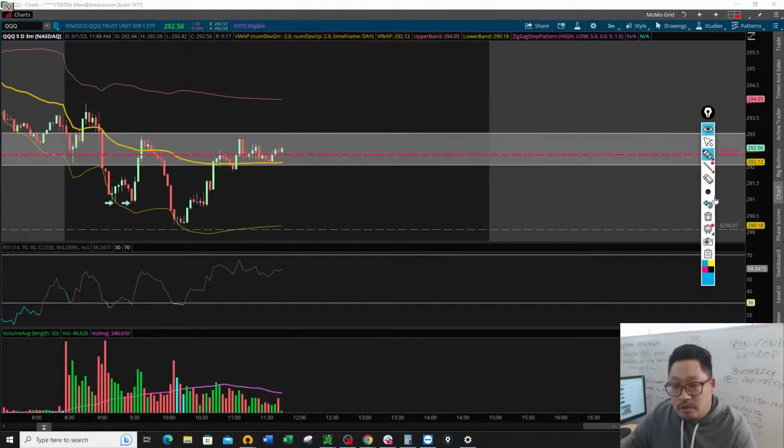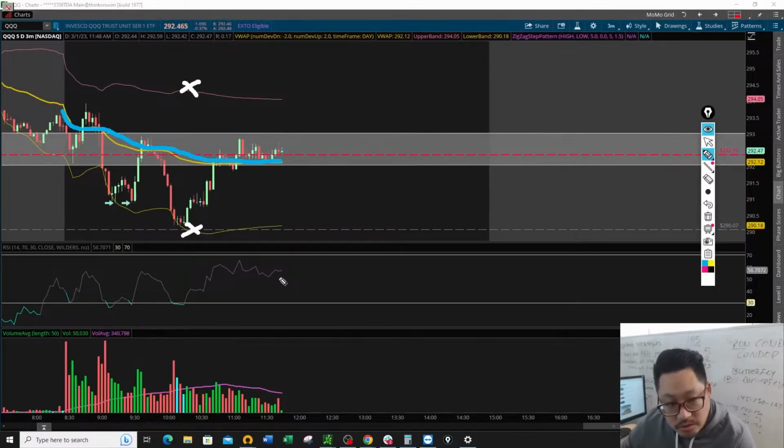Now, I want you to know something. The middle line is a bit of a sediment gauge. It could work as support and resistance. The upper line and the lower lines are what is known as potential reversal zones. So let's just take a look and exactly understand what I mean by that.